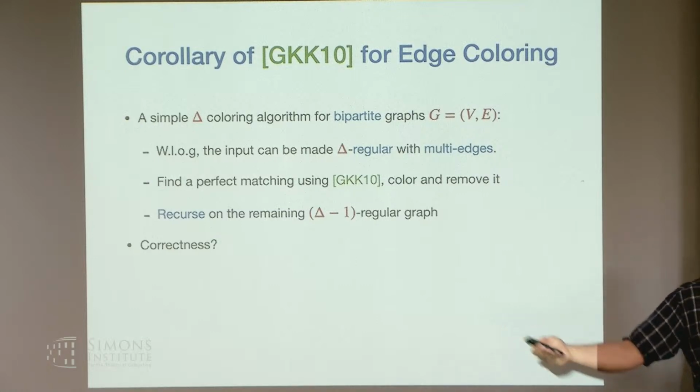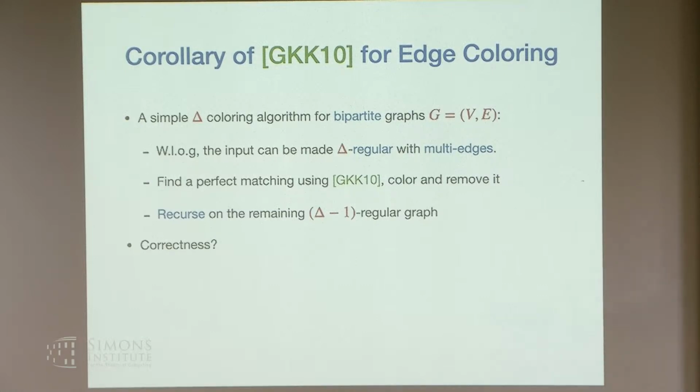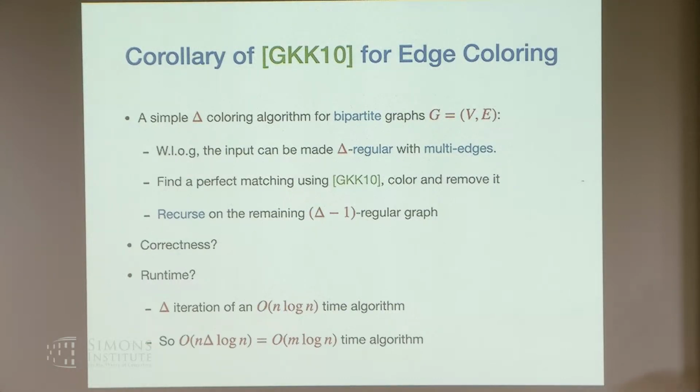You have delta different perfect matchings, you're coloring them differently, so you have a delta coloring. That's the proof of correctness. Runtime: each of these operations takes n log n time. You have delta of them, and we assume that the graph is delta regular, so n delta log n is m log n. That's a delta coloring algorithm using the GKK approach. This actually appears in their paper already. So we can do this to delta color bipartite graphs.